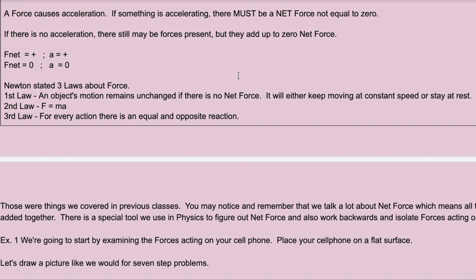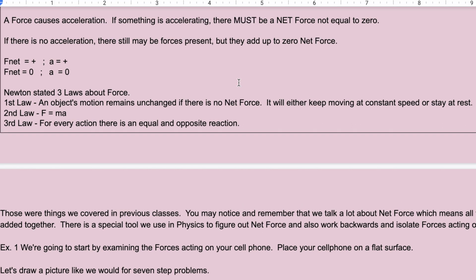Then we've got the second law, F equals ma, and the third law, for every action there's an equal and opposite reaction. So those are just some things you should already know going into this video about forces. Those were covered in previous classes or videos.